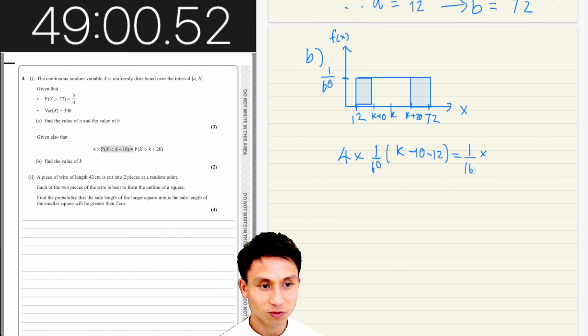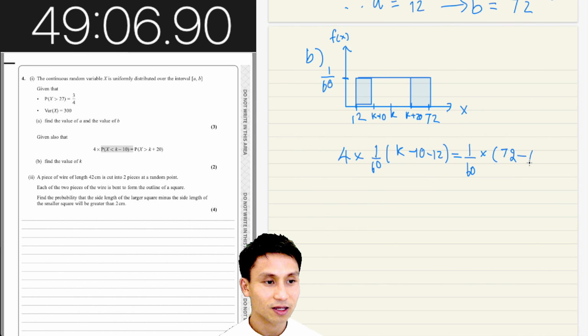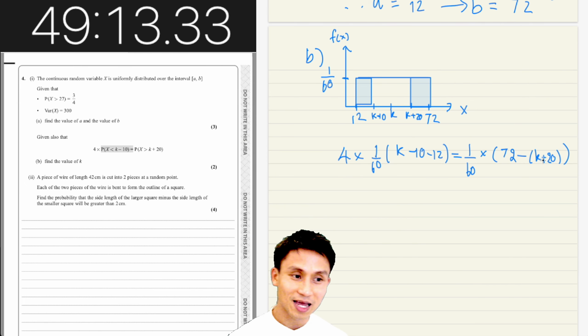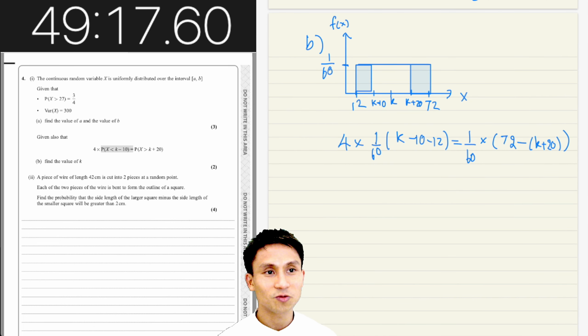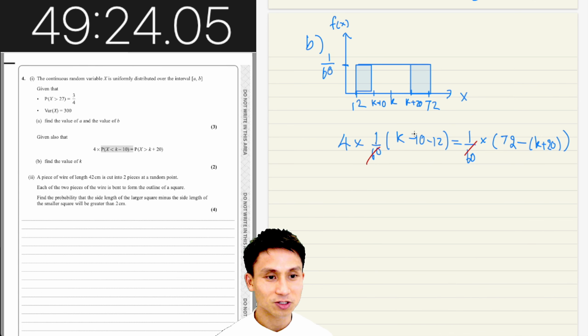Sorry, 60. What did I write there? And then that would be 72 minus k plus 20, and you got to put that in brackets. I have seen this mistake many times. Students don't put brackets like that, and they just make a sign error there. Now, we can, of course, cut out the 1 over 60 here, because we don't need to do math there. And this would be minus 20 altogether.